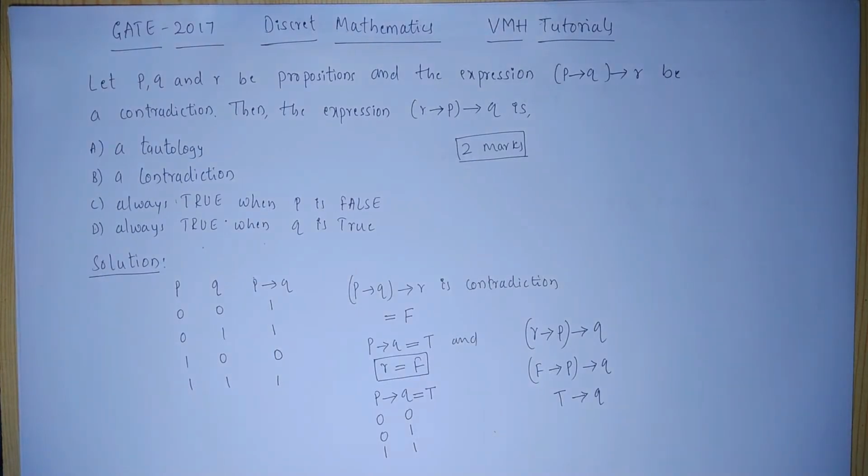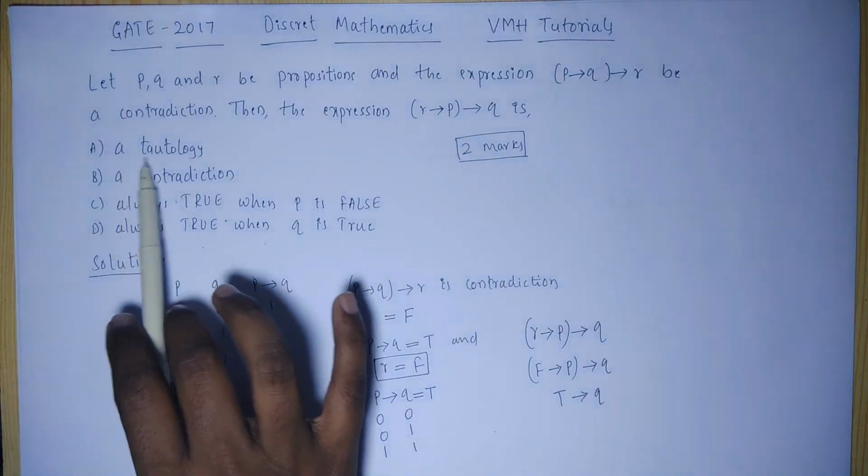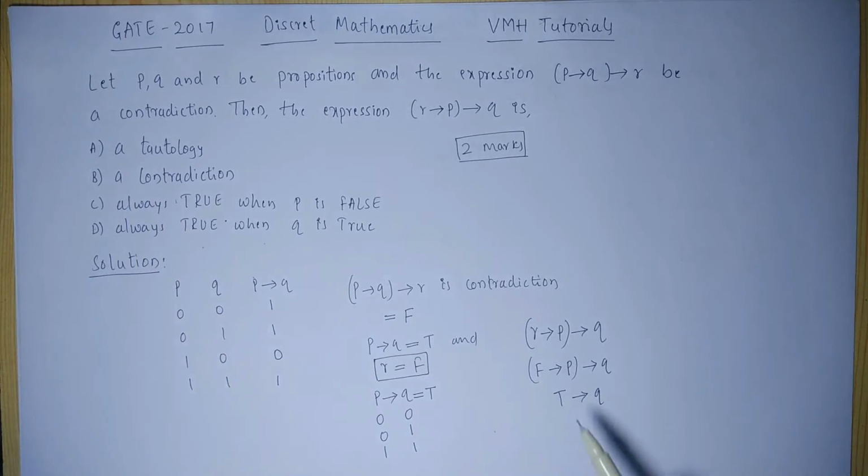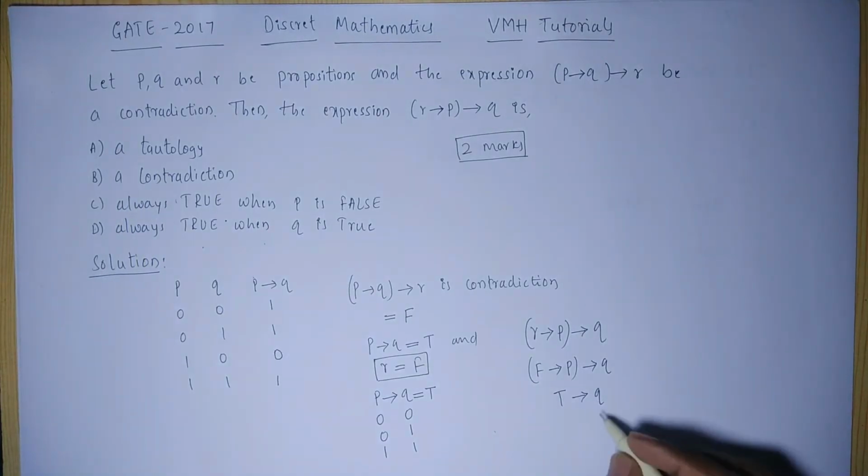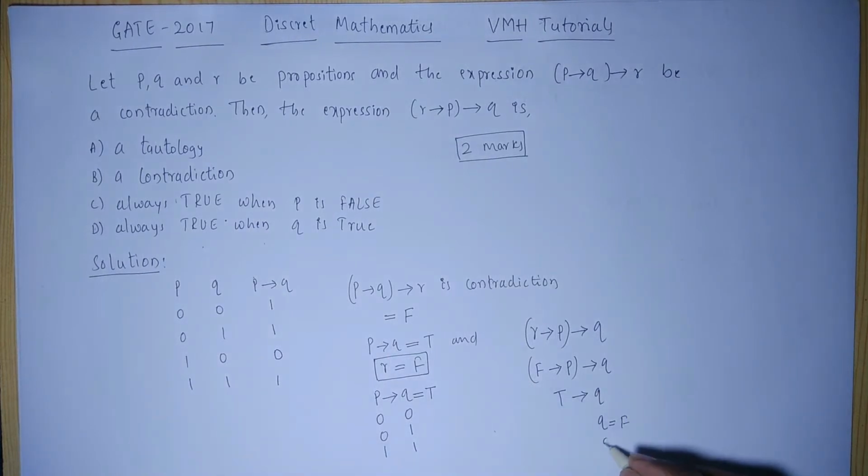So from the given statements, it is not a tautology, because if Q is false, the expression is false. That is, if Q is false, T implies Q becomes false. If Q is true, the implication becomes a true statement. So hence it is neither a tautology nor a contradiction.